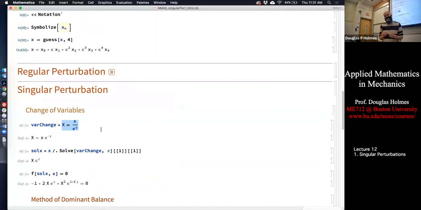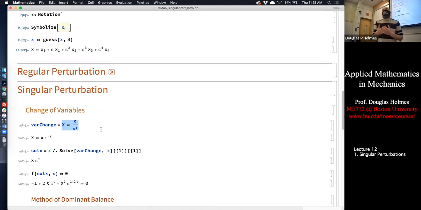We are always going to take a new variable. In this case, I called it capital X. If you want, you can call this X bar, or X with a circle on top, or X with a hat on top. But it's a new X, so I'm calling it capital X. And our new X is going to be equal to our original X divided by epsilon to the gamma. This is always the change of variable that we're going to seek.